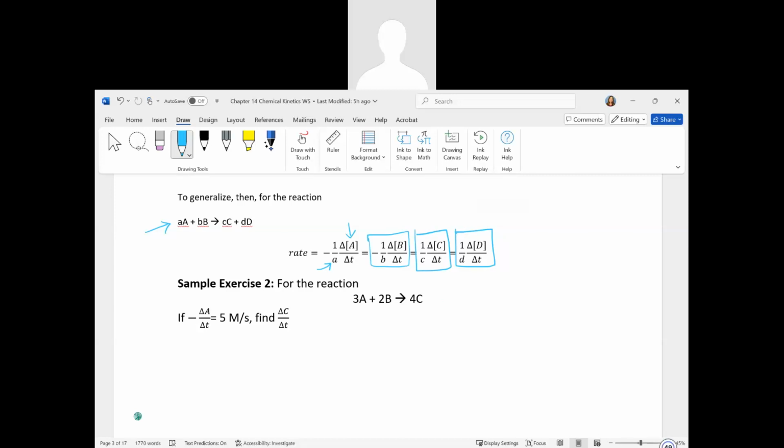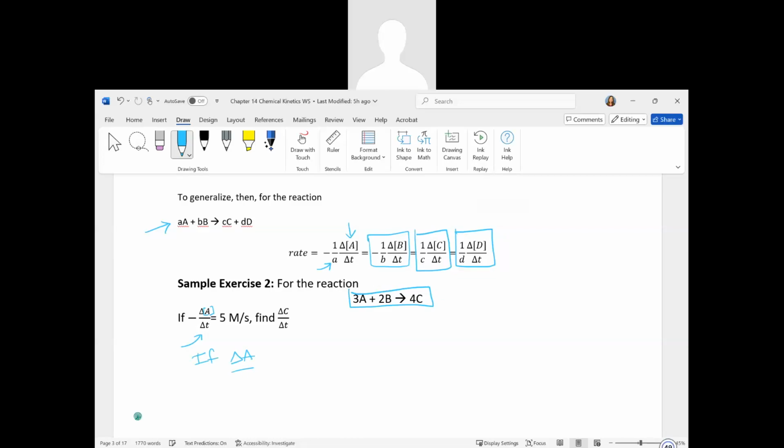So let's translate this idea to the example below. Sample exercise 2, we're given this reaction: 3A plus 2B gives us 4C. We're told that if the change in A over time equals 5 molar per second, and this should really be A's concentration over time, we're asked to find the change in C over time. So let's take a look. How could we figure this out?